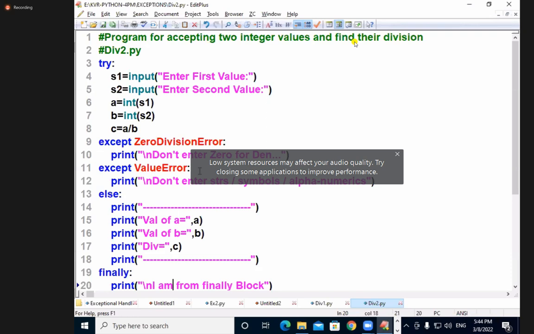Finally block. Is the finally block mandatory to write or optional to write? Whenever I write the finally block, is it mandatory to execute or optional to execute? That's it. For writing the else block, mandatory or optional? Whenever I write the else block, is it mandatory to execute or optional to execute?